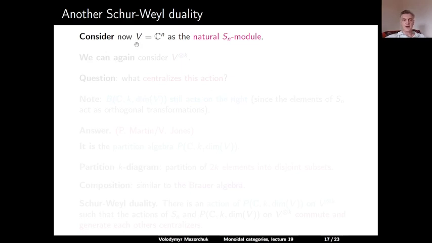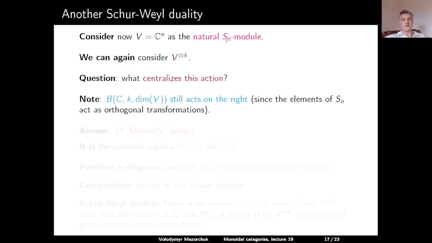Now consider our vector space V, which is C to the power n, as a natural module over the symmetric group S_n. So we started from V as a GL_n module, then we went to V being an O_n module, and now we restricted much further to the finite symmetric group S_n. But again, this is a group, so we can consider the k-th tensor power of this S_n module, and it is, of course, an S_n module. So the question is, what centralizes this action?